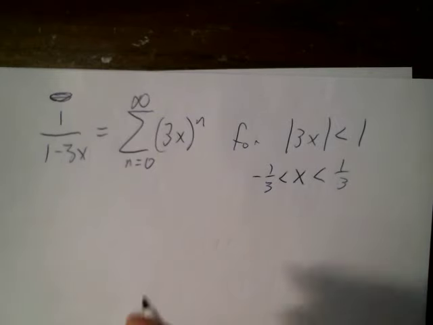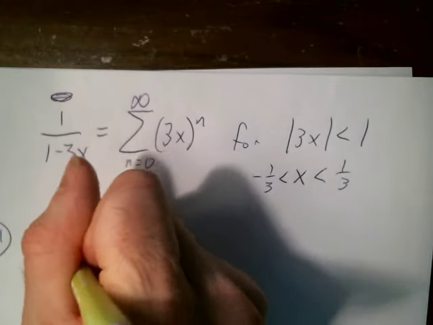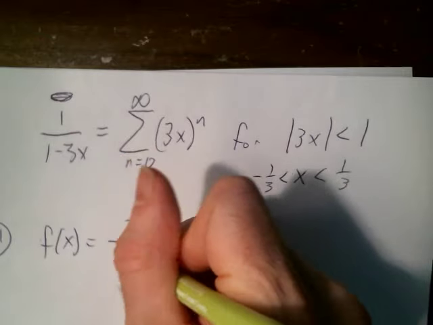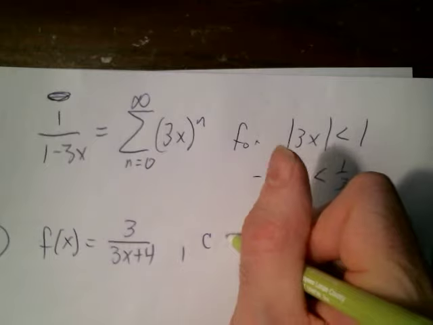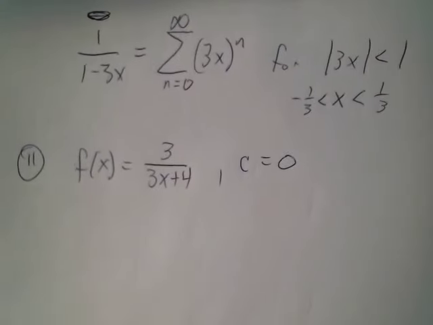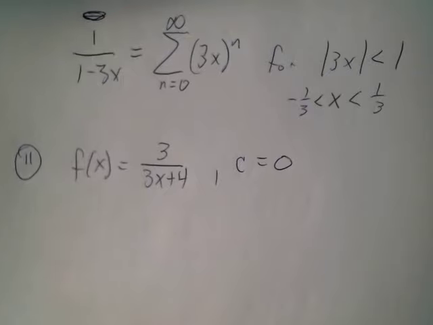Okay, so number 11. Let's look at this one. You have to be a little more clever this time, apparently. f of x is 3 all over 3x plus 4. And again, we're having this thing centered at 0. So the deal is to massage it algebraically into this form, a all over 1 minus x, right?